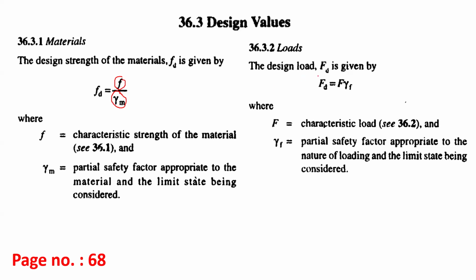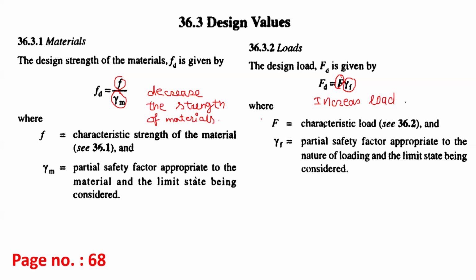And in case of design loads, we are going to multiply the characteristic load by partial safety factor. Means we are going to increase load, and we are going to decrease the strength of material. Means we are using partial safety factor for materials also and for loads also. Decrease the strength of materials. So this will be gamma f and gamma m. Gamma f we have partial safety factor for loads, and gamma m we have partial safety factor for materials.